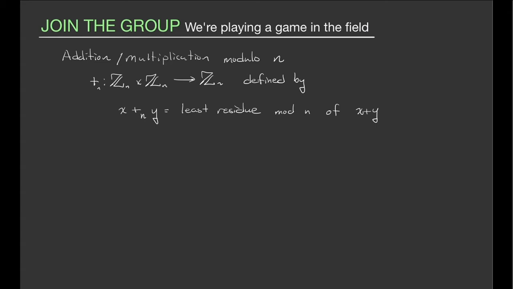We would say addition from Zn cross Zn to itself is taking two elements where x and y are each from Zn. So you can say x is from the first copy, y is from the second copy. We add those up modulo n, we just find the least residue of the normal sum. So we add them up like normal in the way we would usually expect, and then we just find the least residue.